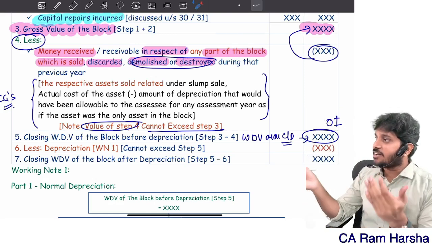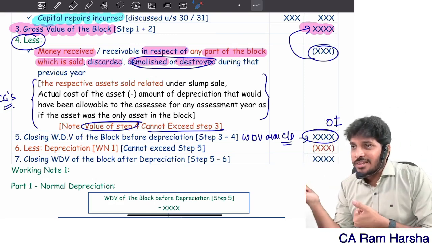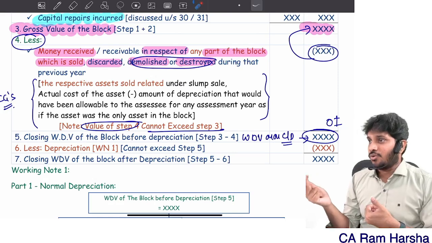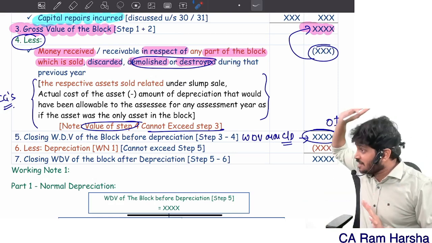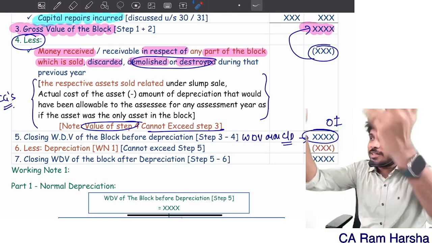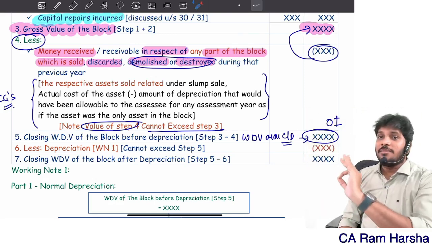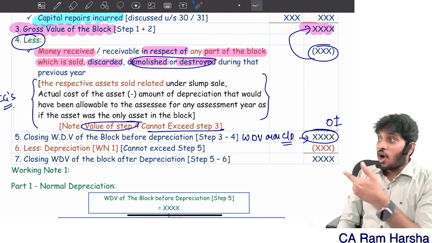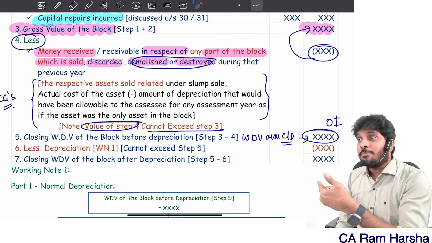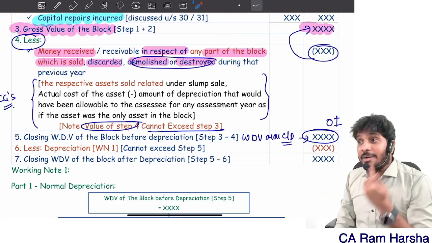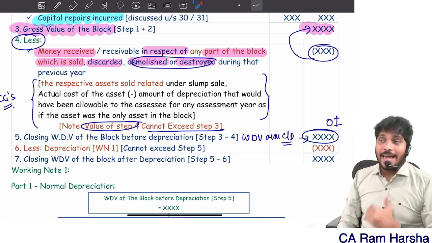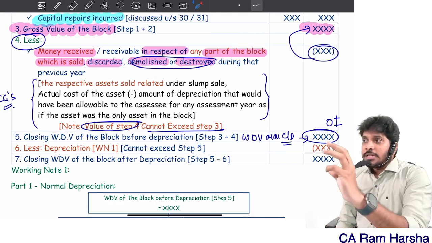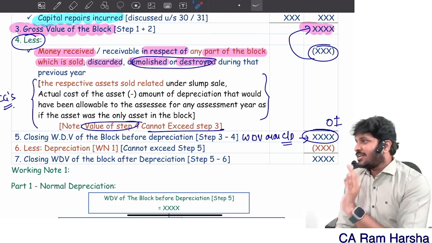If any one condition fails, the value is 0, or the block itself is not there, for example the block exists on the opening date but not on the closing date, you cannot claim depreciation for this year. But on that block, you have to compute capital gains. So, until now that is one segment in depreciation.